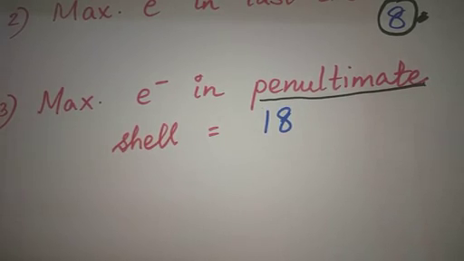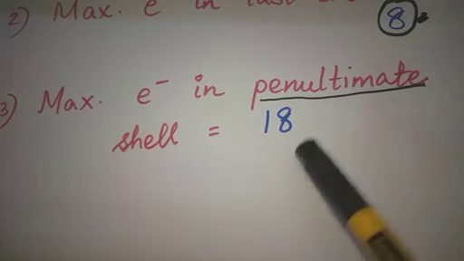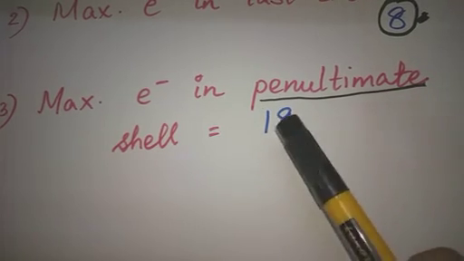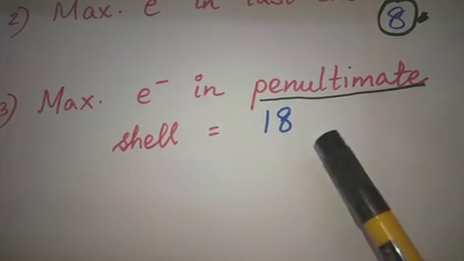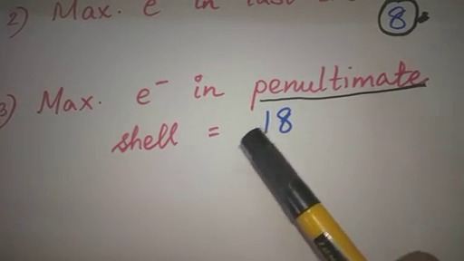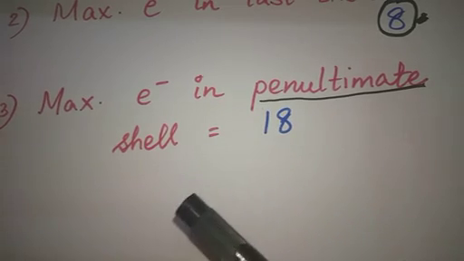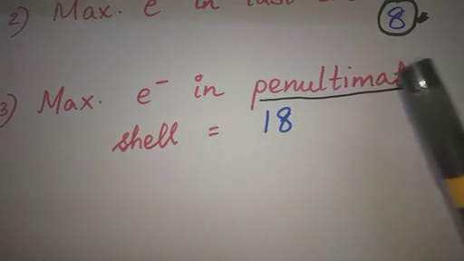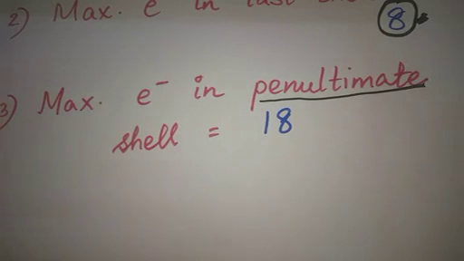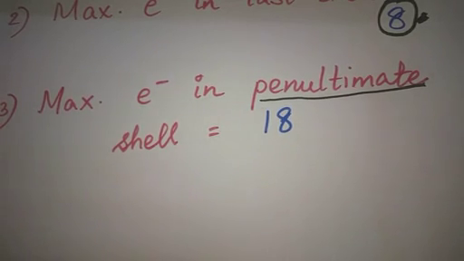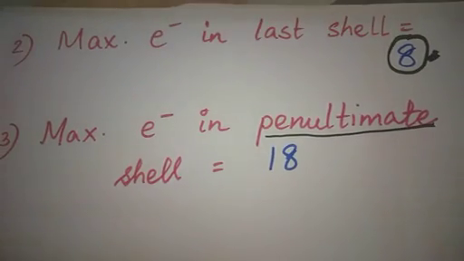So if the last shell can contain maximum 8 electrons, what they also said is the second last shell can also contain maximum 18 electrons, not more than that. So you can have something less than 18 electrons in the second last shell, but there's no question of having more than 18 electrons in the second last shell. So that is all about it.